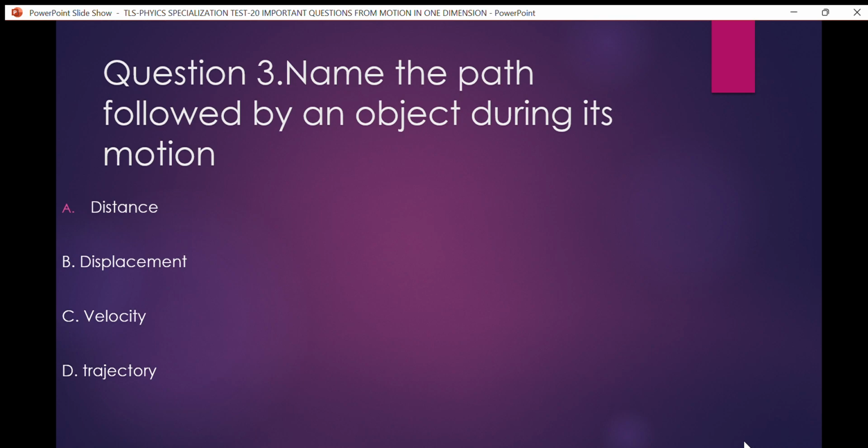So option A and option B both are wrong because it is not the path followed by an object. And option C, velocity is nothing but the rate of change of displacement. So again it is not dealing with the path followed by the object. The right option is option D, trajectory. So what is trajectory? Trajectory is the name of the path followed by an object during its motion. It can be a straight line, it can be a curved line, it can be parabolic, anything.